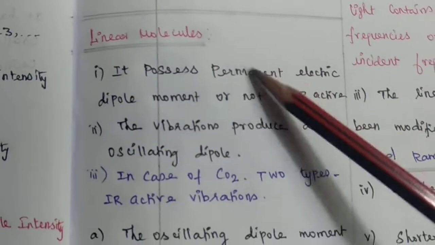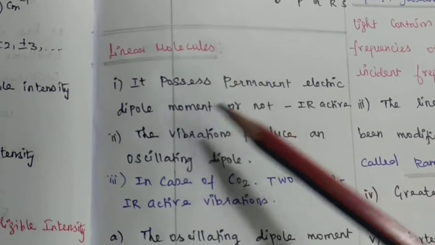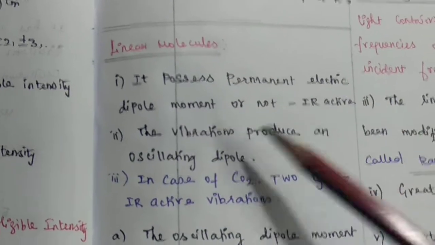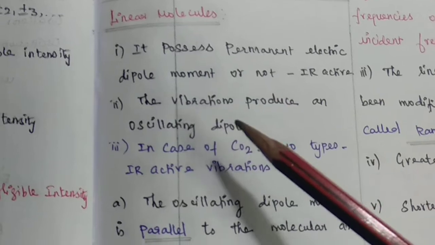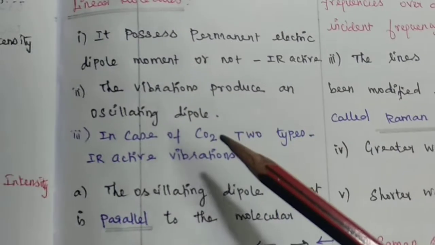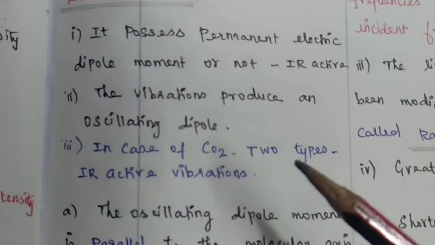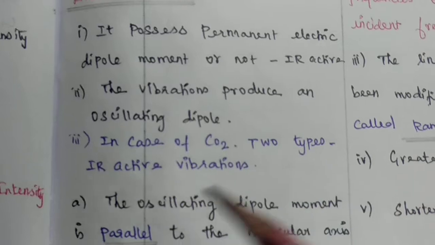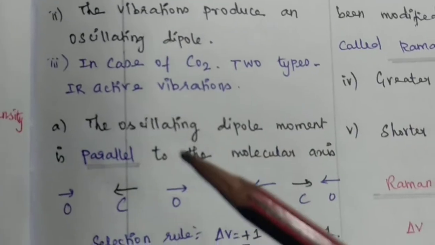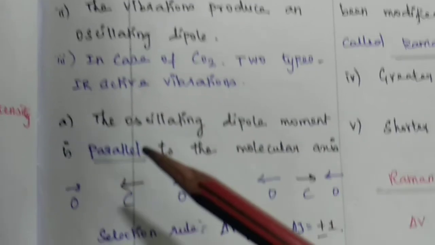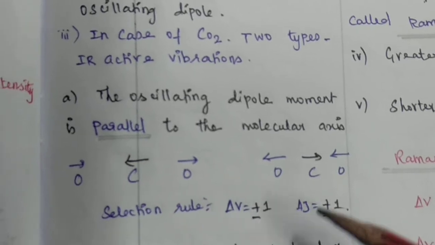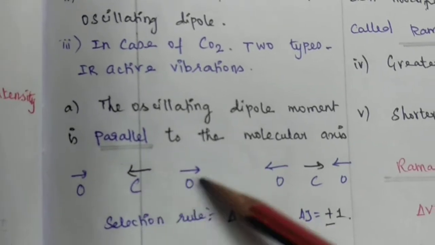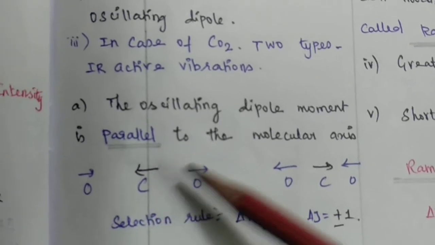Then linear molecules. In linear molecules, it possesses only the permanent electric dipole moment or not, meaning if IR active. In linear molecules, vibration produces an oscillating dipole. In the case of CO2, two types occur in IR vibration. First case, if it is parallel, we get the selection rule. Similarly, vibrating and rotator. Then CO2 we identify by using the arrow marks.